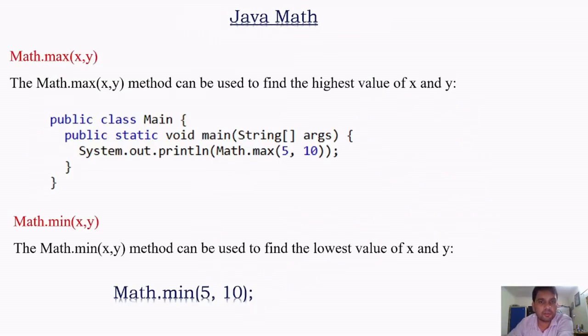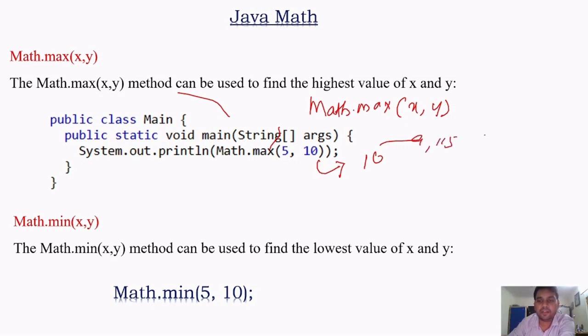Then comes the most important thing, the Java math. The first command that we are going to use is math dot max. It means out of the two variables, it will give you the maximum value. Like here the output will be 10. If you give 9 comma 15, the output will be 15. You can give a series of numbers, 1, 9, 62, 102, 55. If you want to identify which is the maximum value, then you have to use the command math.max. Just remember the syntax.